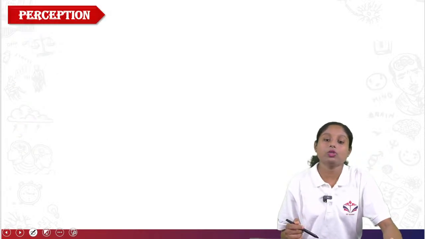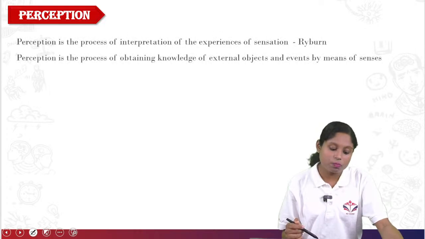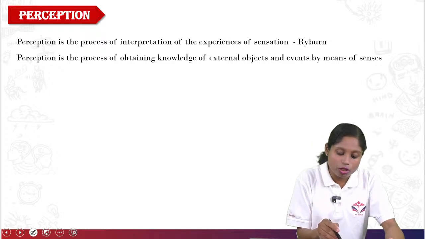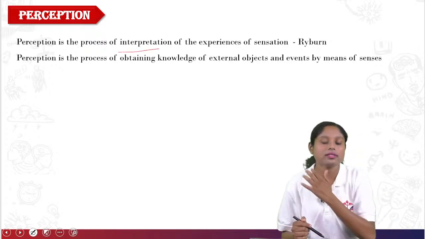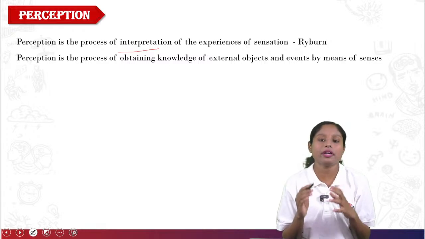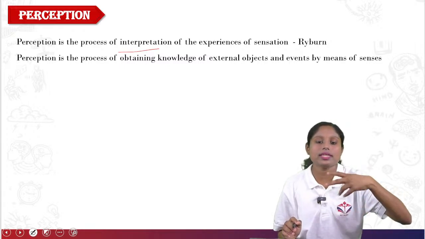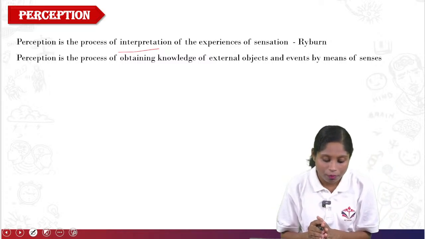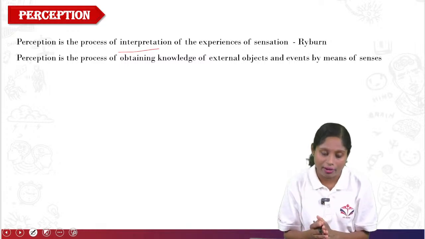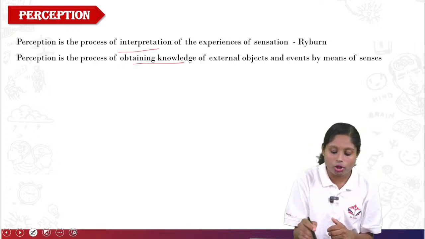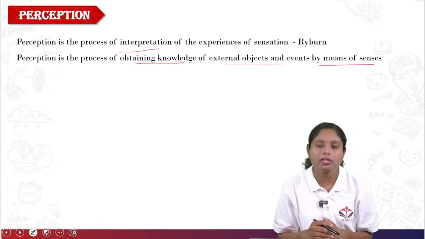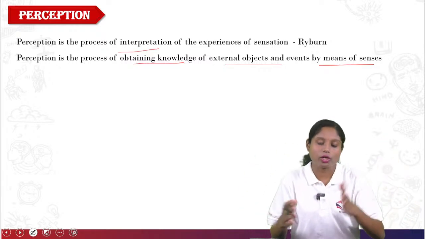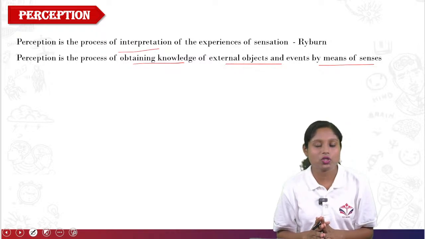Now we will discuss another important topic that comes under this chapter: perception. So what is the definition of perception? Perception is the process of interpretation of the experiences of a sensation. If you have a sensory stimulus, how you interpret it is what is called perception. It's a process of interpretation of the experience of sensation, by Ryburn. Perception is a process of obtaining knowledge of external objects and events by means of the senses. Through the senses, we get information about an external object. That is what is called perception. So this is the definition of perception.